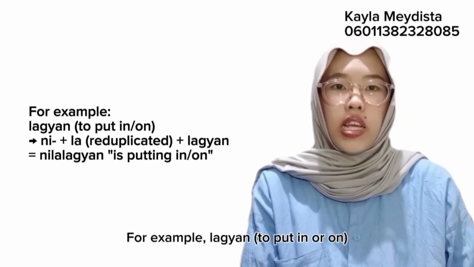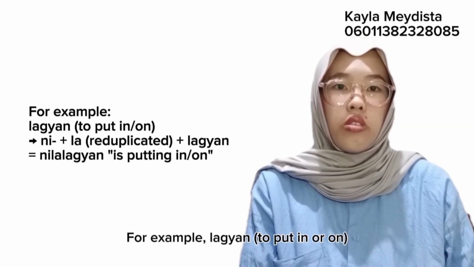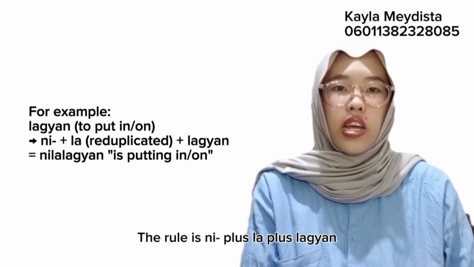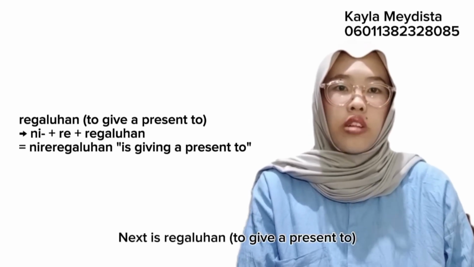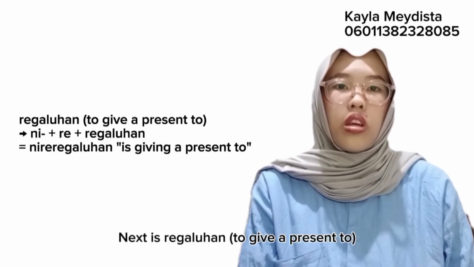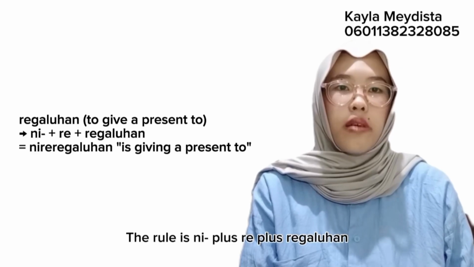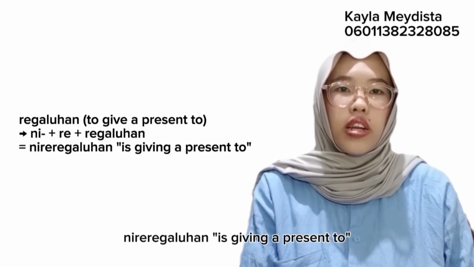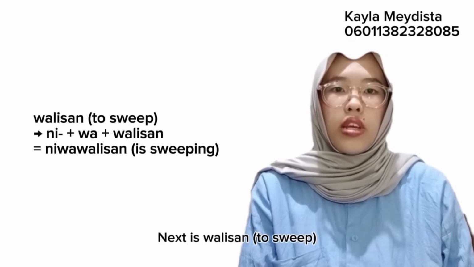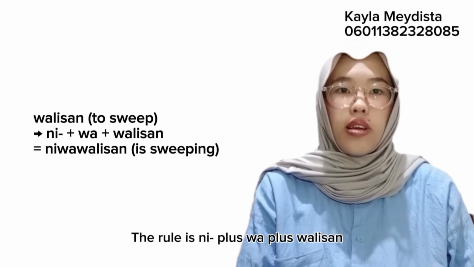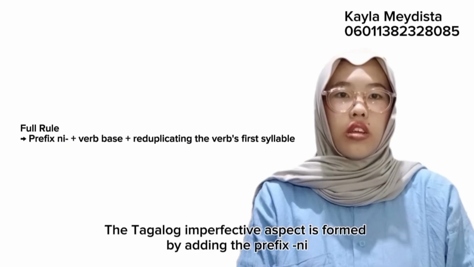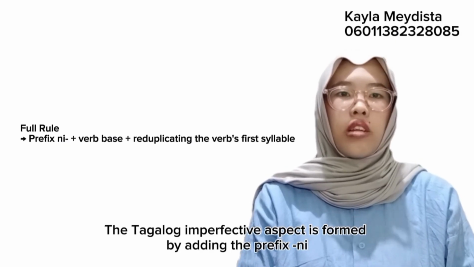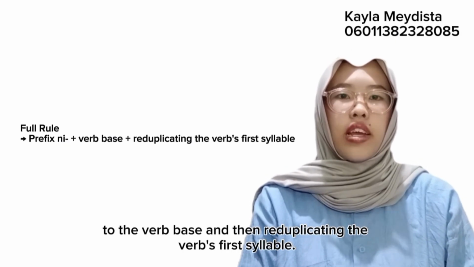For example, lagyan, to put in or on. The rule is ni plus la plus lagyan. Nilalagyan is putting in or on. Next is regaluhan, to give a present to. The rule is ni plus re plus regaluhan. Nire-regaluhan is giving a present to. Next is walisan, to sweep. The rule is ni plus wa plus walisan. Niwawalisan is sweeping.